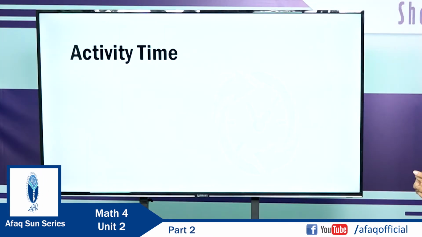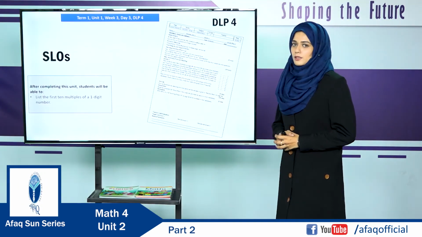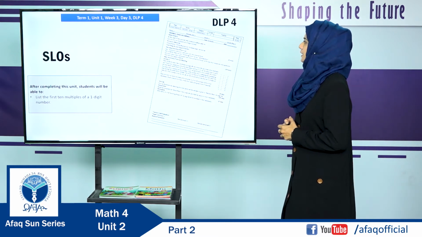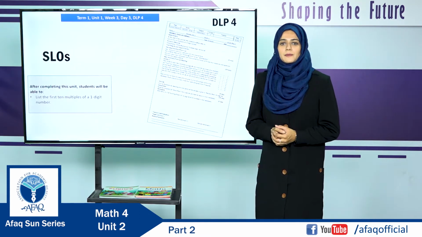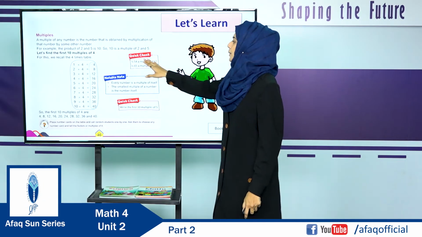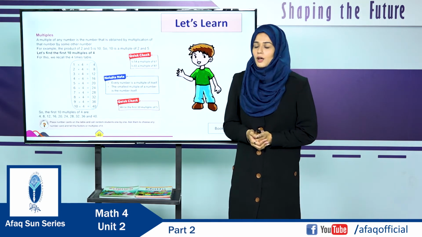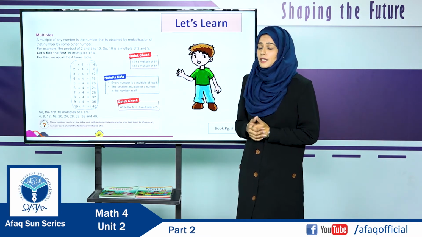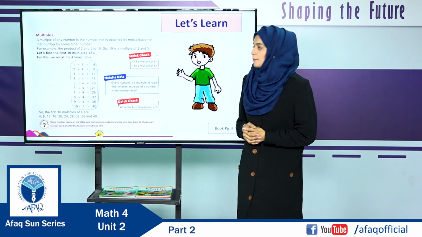It's activity time. Let's see what the activity is about. We are going to list the first 10 multiples of a one digit number. To cover this, the methodology has been given in DLP 4, which falls in term 1 unit 1 week 3 of day 3. Okay students, on page number 46 there is a definition of multiples. What are multiples? Do you know? Okay, a multiple of any number is the number that is obtained by multiplication of that number by some other number. Let's see with an example.